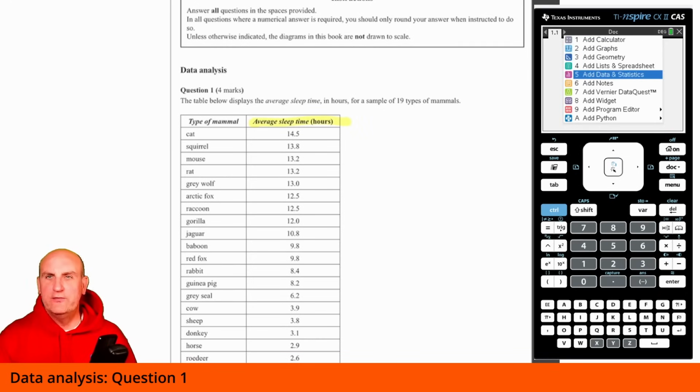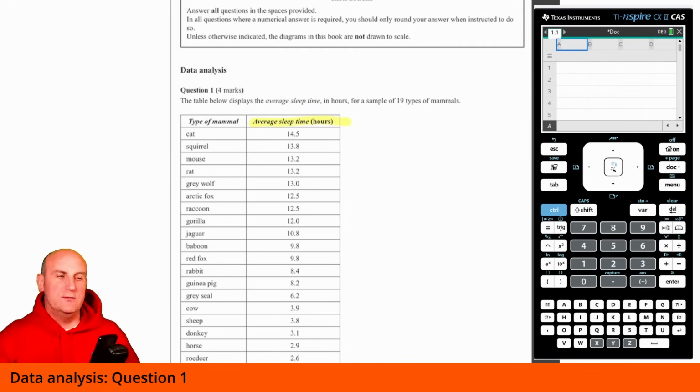Right. So I'm going to do a lists and spreadsheet. I always do a title here, so I'm going to type sleep. And there we go. So 14.5, 13.8, 13.2, 13.2, 13, 12.5, 12.